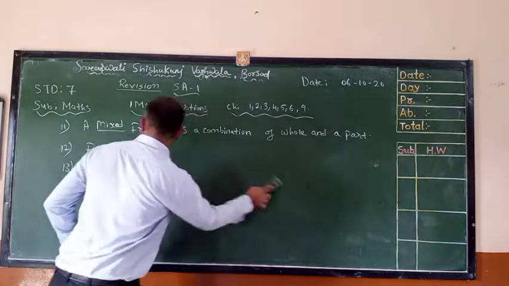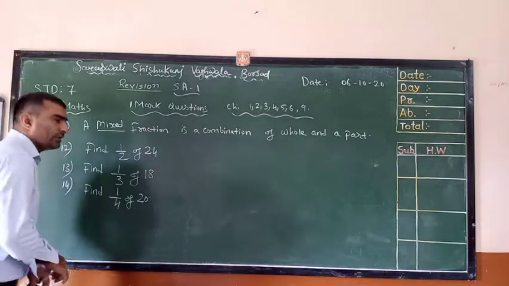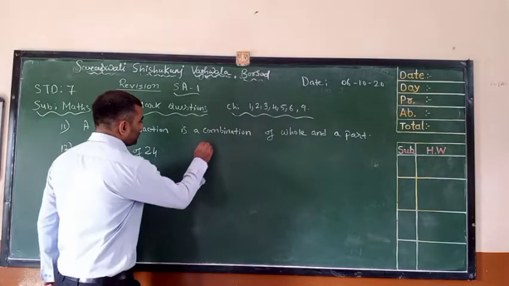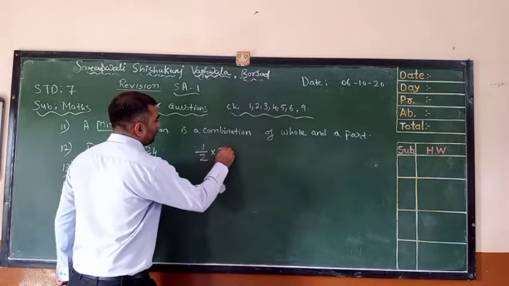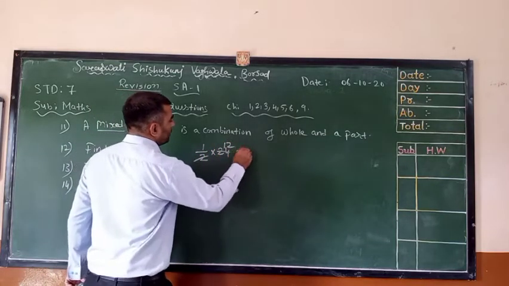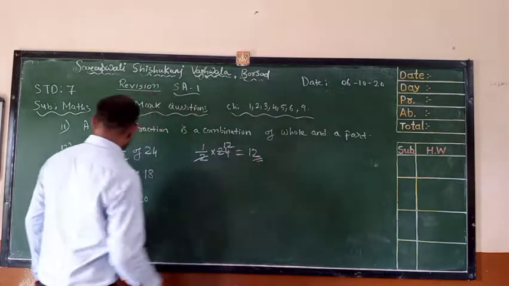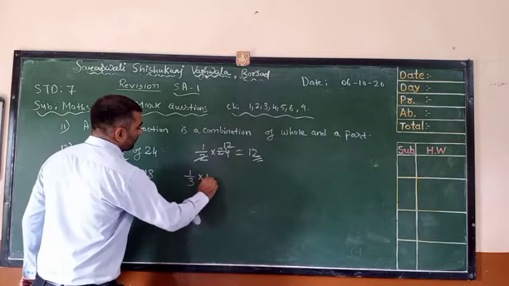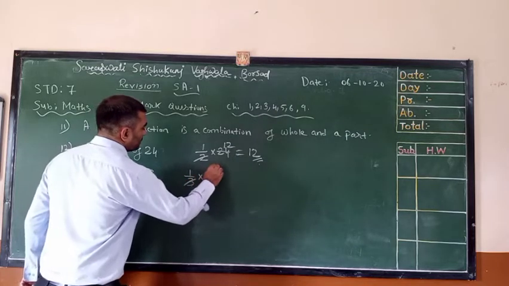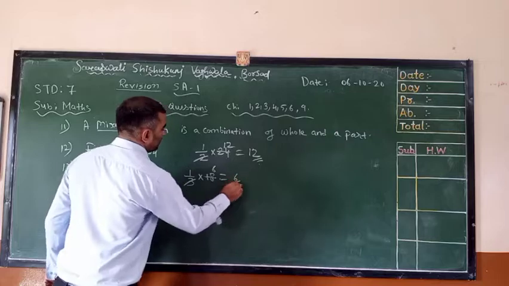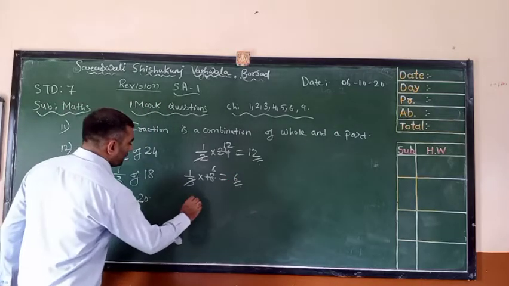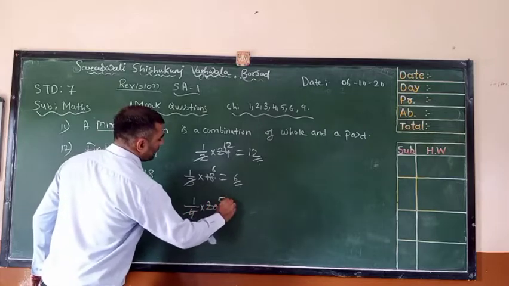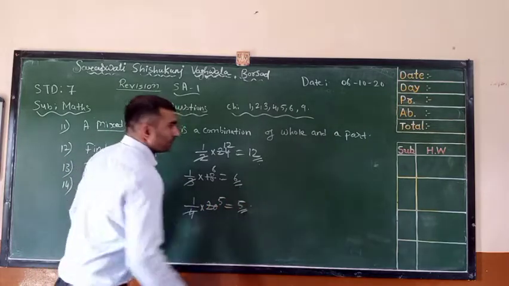Now the next question we have: find 1/2 of 24. Of means we have to multiply. So that means 1/2 multiplied by 24.